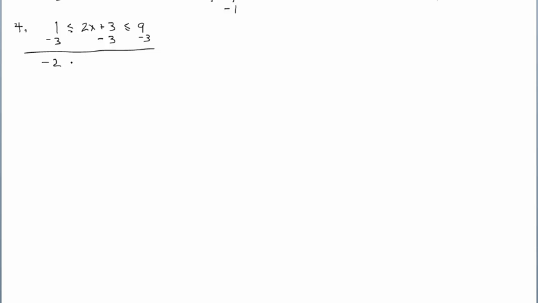So the result is negative 2 less than or equal to 2x less than or equal to 6. Let's divide all by 2. The result is negative 1 less than or equal to x less than or equal to 3. Alright, so this is just saying any number that is greater than or equal to negative 1 and less than or equal to 3, when plugged in here for this x, would allow us to stay between the numbers 1 and 9.